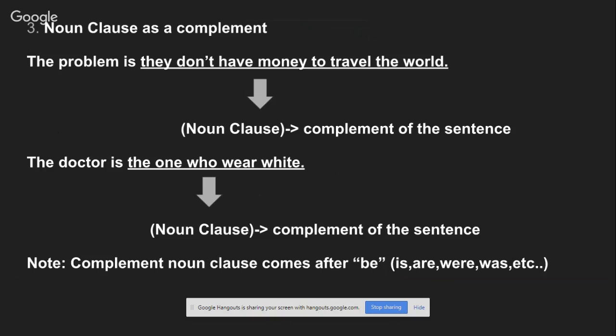For example, the problem is they don't have money to travel the world. So they don't have money to travel the world is a noun clause, and it's also a complement for the problem is. The second example is the doctor is the one who wears white. So it's a complement for the doctor is. It's a noun clause as the complement of the sentence.